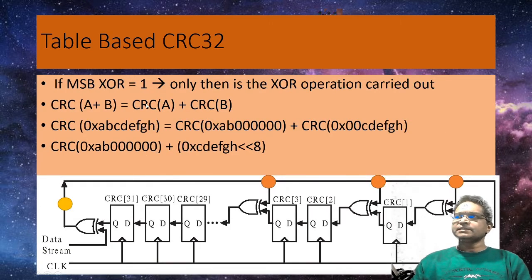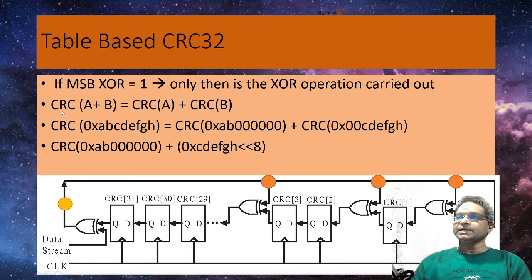Now let's look at the math which makes the table-based CRCs work. First of all, the MSB is what governs the CRC math. If the XOR of the MSB of the CRC and the incoming data is 1, then and only then is the polynomial equation XORed back into this register. That's the first piece of the puzzle.